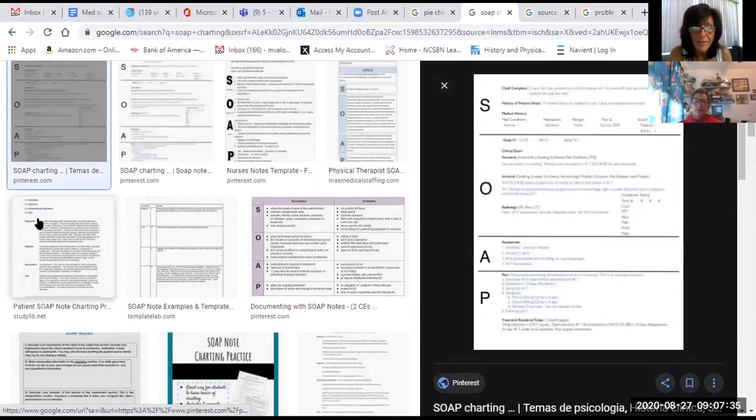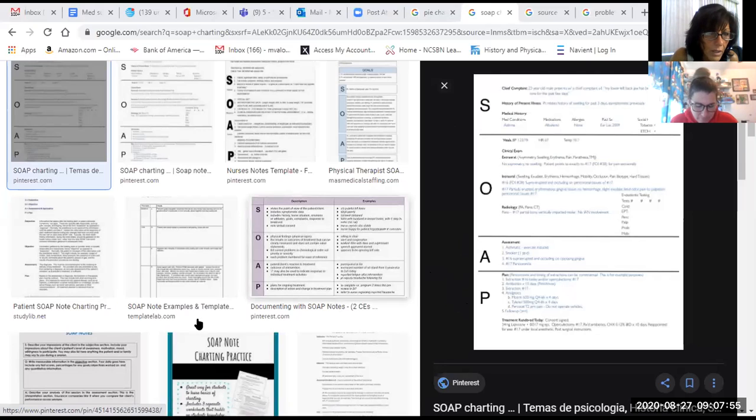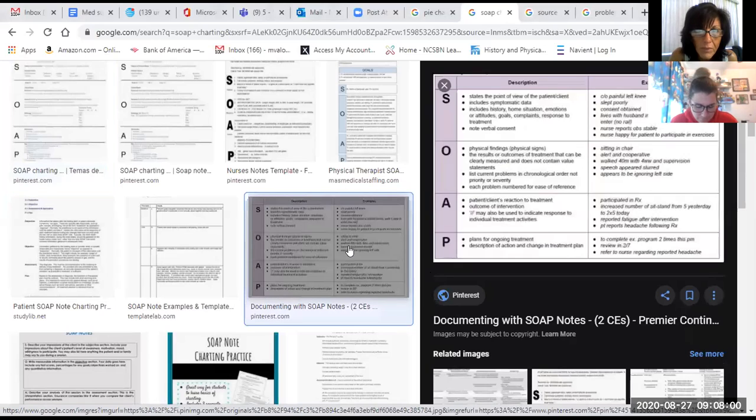I'm pulling one up for you to see. Give me one second. And see, with the SOAP note, I don't know, you probably can't see that one. That is actually kind of small. Let's see if I can find a better one. Here we go. There you go.